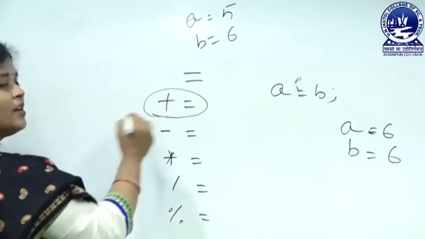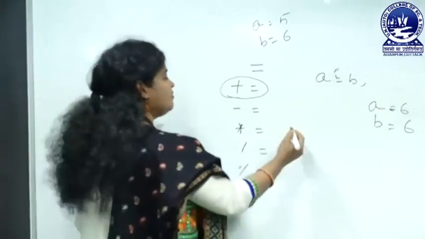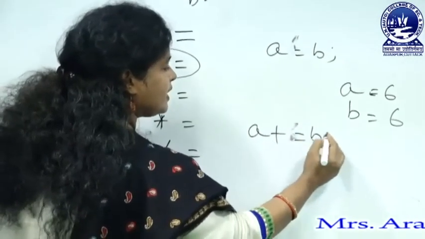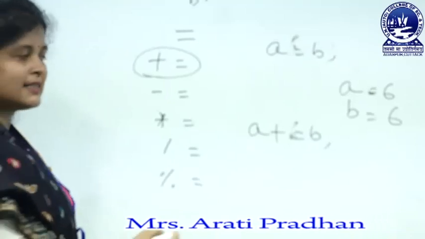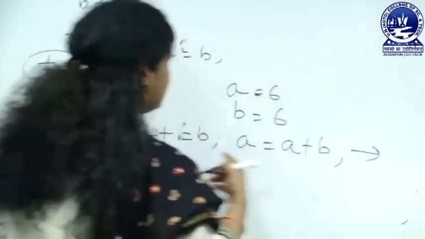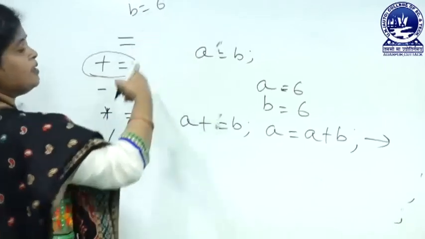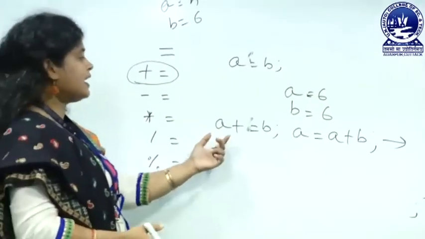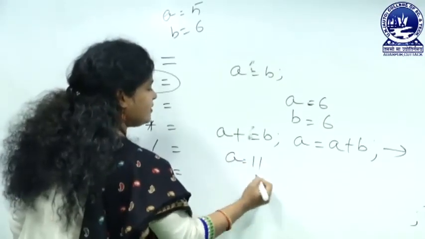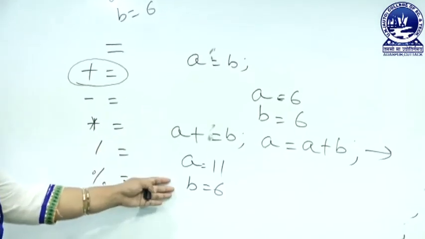But when you are writing plus equal to, how will you write it and what exactly does it mean? For example, suppose you are writing a plus equal to b. It represents that a equal to a plus b. Suppose the a value is 5 and b value is 6 previously. Then at the end of the execution of this statement, a value will be 11 and b value will be 6. I think all of you are clear on this concept.